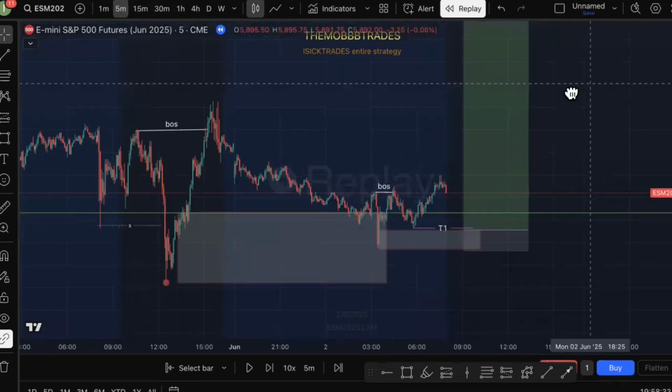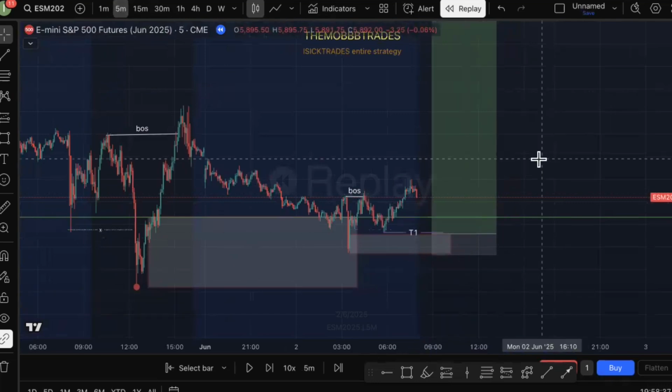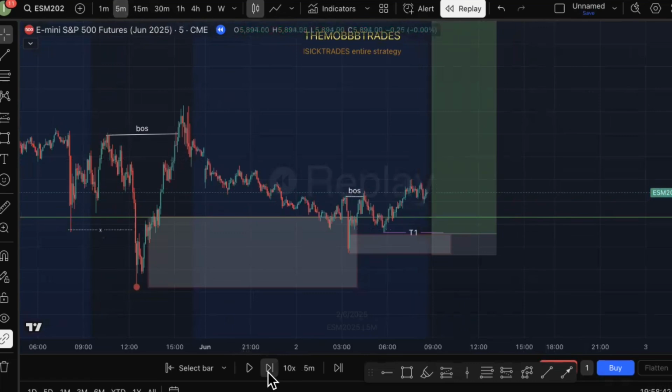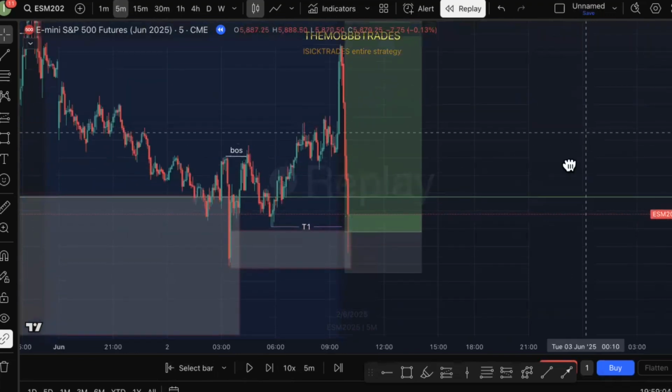So now at this point, everything's set in place. All we're doing is waiting for our area to be hit, and then we're going to place the trade. Perfect. We came down, we took out T1, and our area has just been tagged.